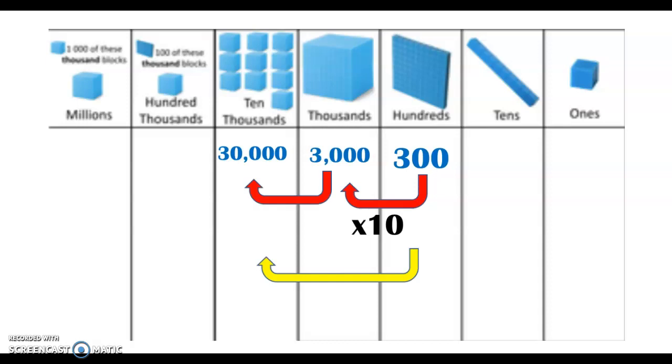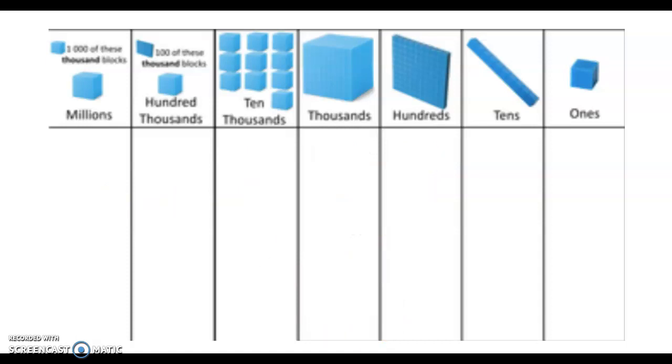So from the 3,000 to get to 30,000, we went over one place value. So it got 10 times bigger. But we want to know how many times bigger is the 30,000 than the 300. And we went 10 times one time, 10 times two times, which would give us 10 times 10 is 100. Let's see if we can try an even trickier one.